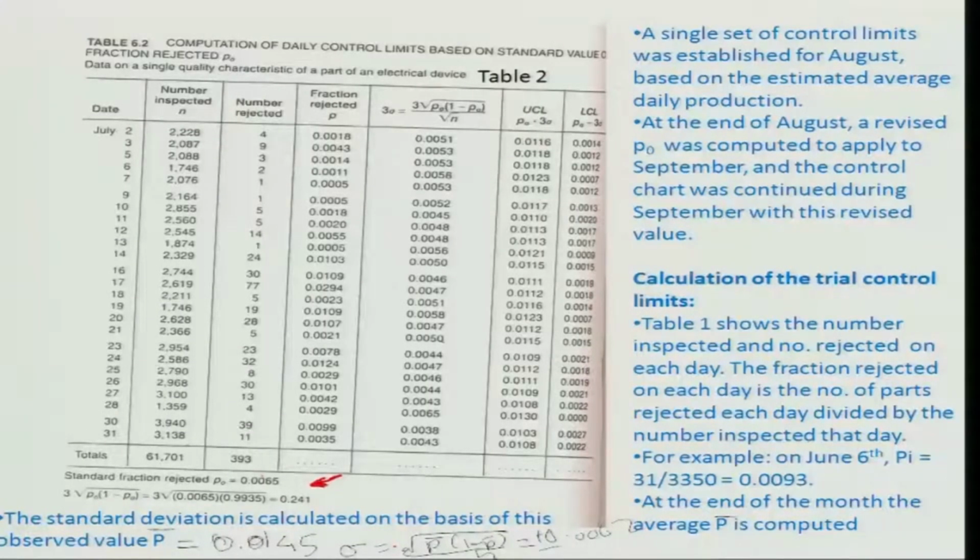So, because of the elimination of these outliers, in the second month when you try plotting the control limits, you have to take an average value P0, which is formulated by eliminating the outliers from the month of June.